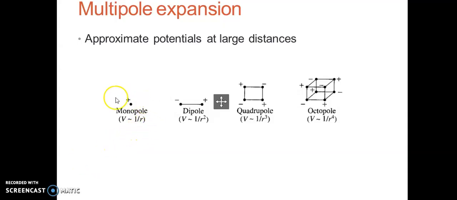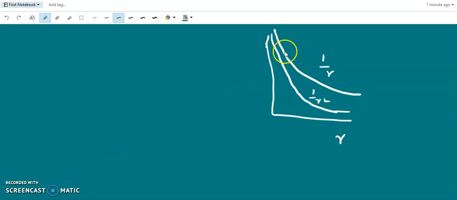So we have seen that the potential of a monopole, or a single point charge, varies as 1 over R, and the potential of a dipole varies as 1 over R square. So as R increases, this potential falls more rapidly than the potential of a point charge. If 1 over R varies like this, 1 over R square varies more steeply than this, or it goes to 0 very fast. So it falls off more rapidly than the potential of the point charge.